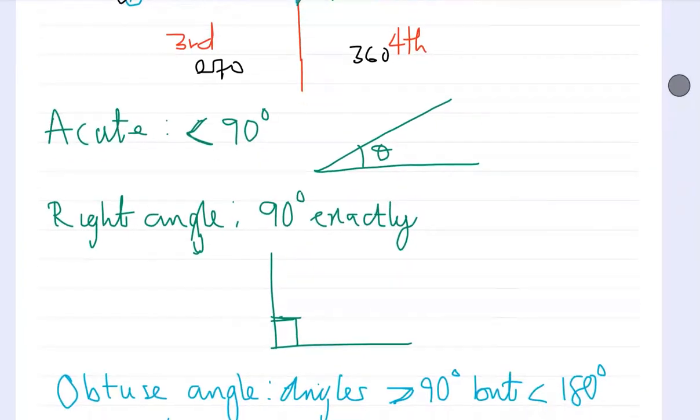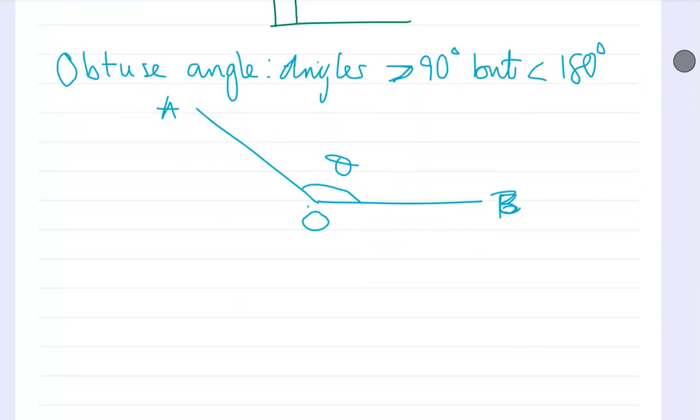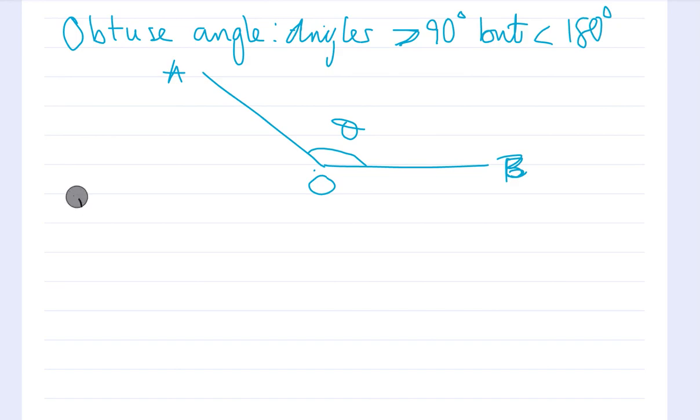So what do we call the next one? We call it the straight angle. Straight angle. So what do you define as a straight angle? Let's define that first. An angle whose measure is exactly what?